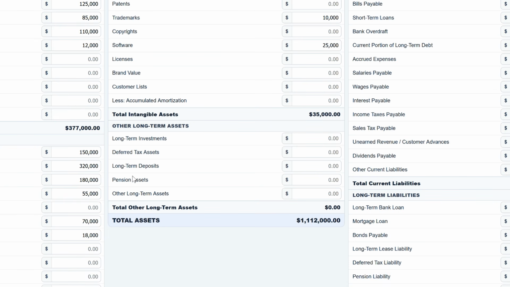Our example company owns long-term investments worth $40,000. This could represent investments in another company, long-term certificates of deposit, or strategic investments expected to generate future returns. Other available categories such as deferred tax assets, long-term deposits, pension assets, and other long-term assets currently remain at zero. The application now automatically calculates total other long-term assets as $40,000.